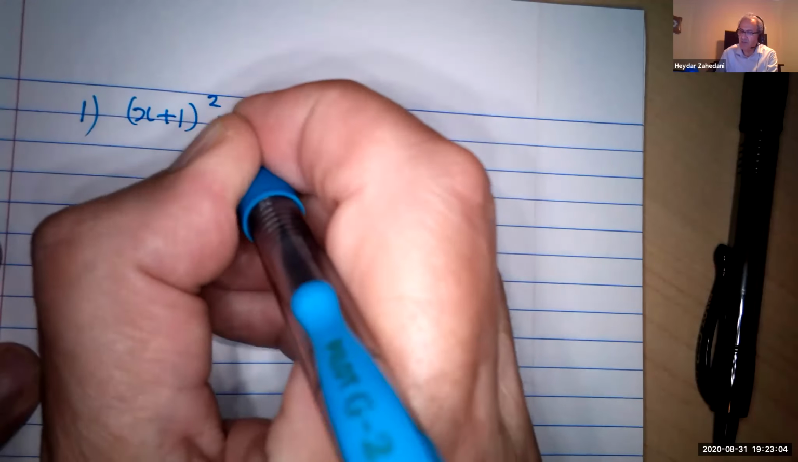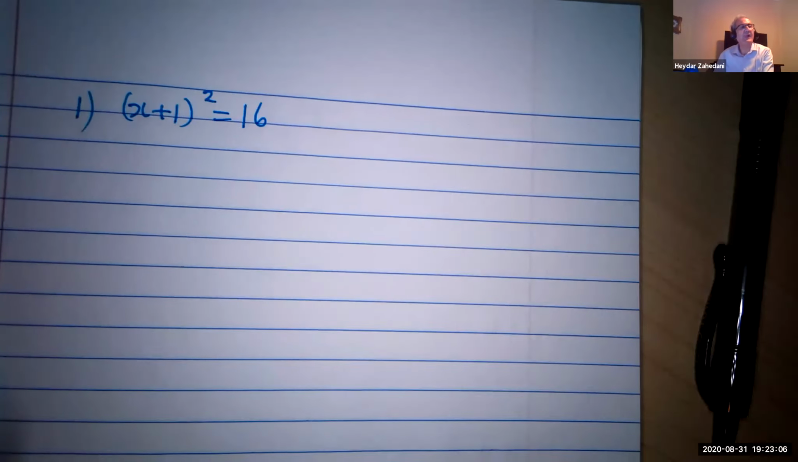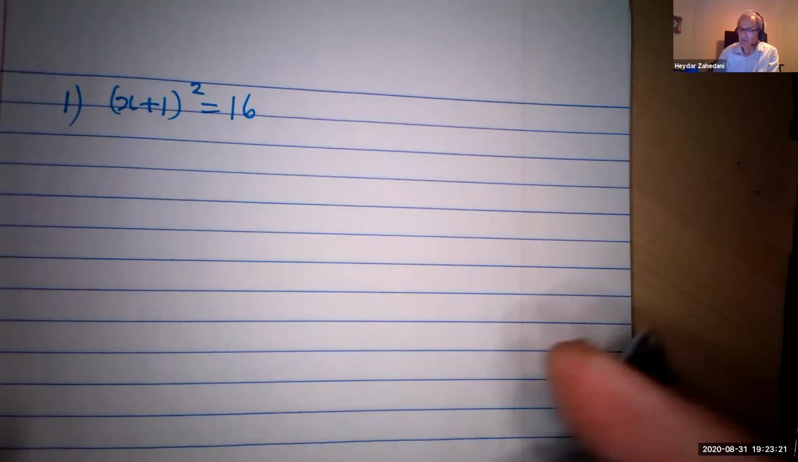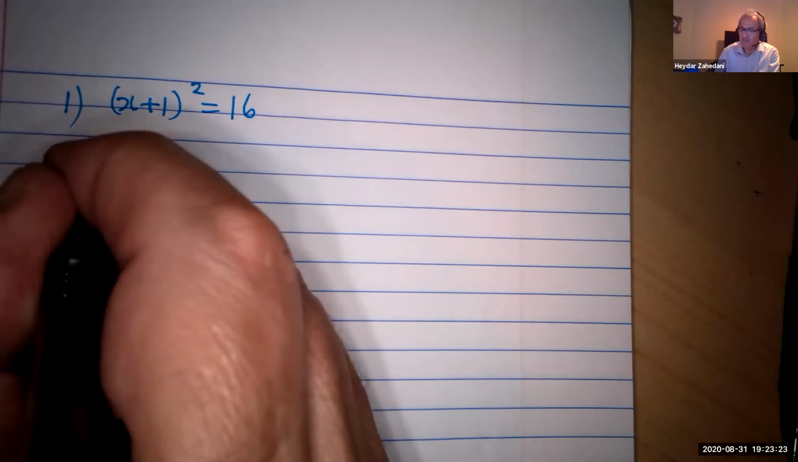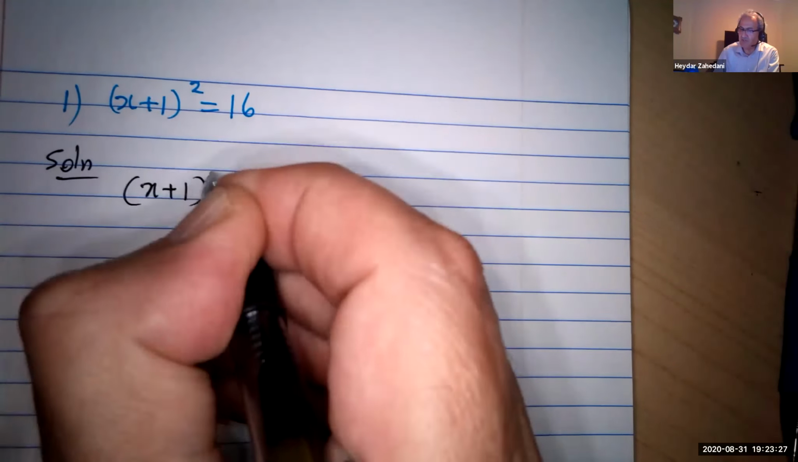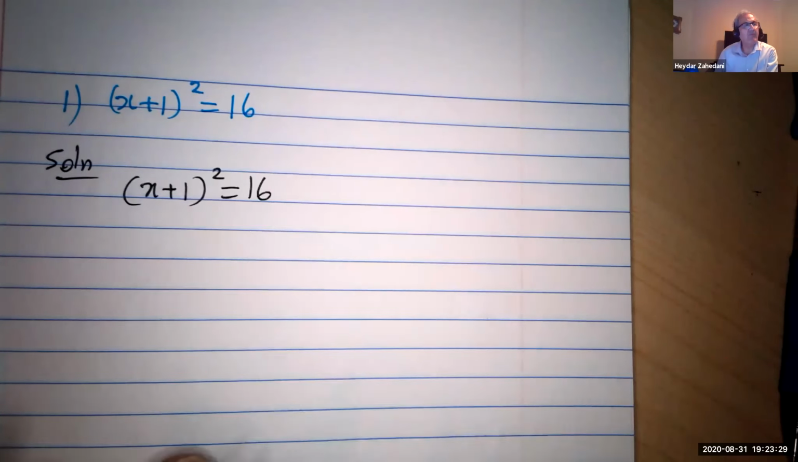Number one, suppose you want to solve this equation, x plus 1 squared equal to 16. You have two choices. You may expand x plus 1 squared, move the 16 over, then try the factoring method to be able to do it. But we are going to use the square root method. So this is going to be the solution. This is x plus 1 all squared equal to 16.